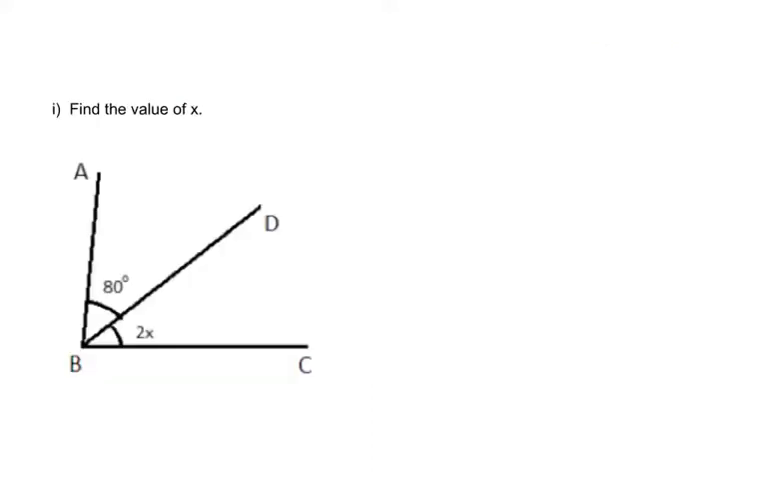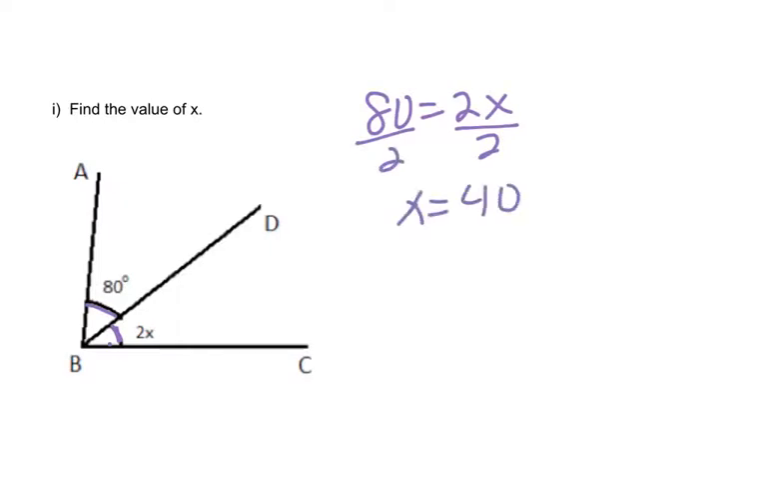All right, so find the value of x. So just like I did on that last one, you can see both of these angles are equal because of these lines here. So all you have to do, since they're equal, is set them equal to each other and solve for x. So x would equal 40. That's it.